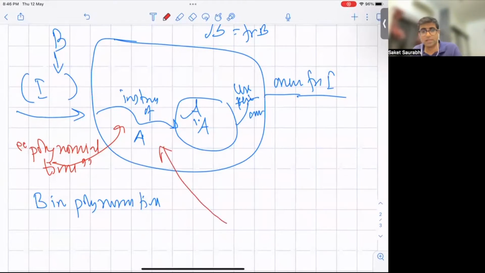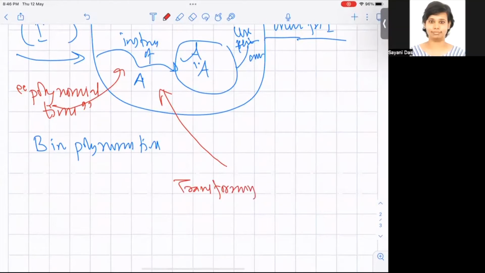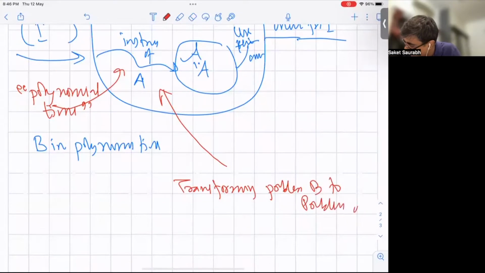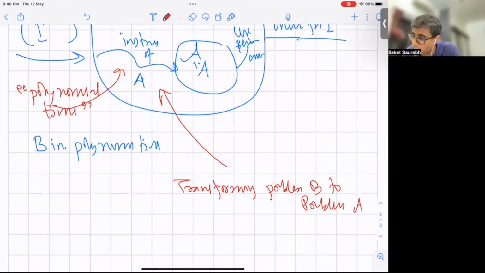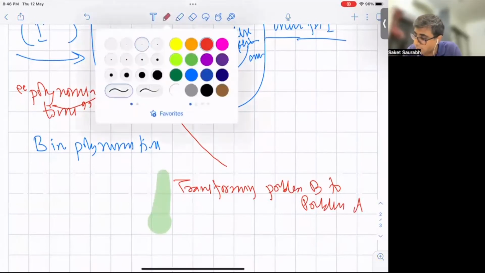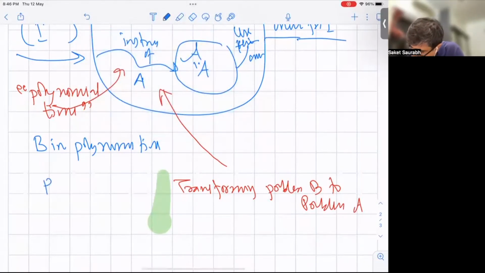Transforming problem B to problem A. What is this whole machinery called? Polytime reduction. This is reduction, and since it takes polynomial time, we call it polytime reduction.